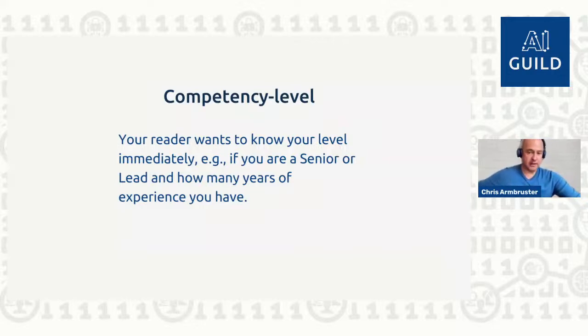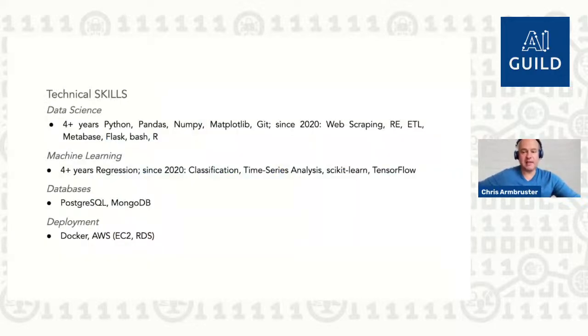Now I want to talk about the competency level. So what am I talking about here in terms of competency level? Your reader actually wants to know your level immediately. Yeah, if you're a senior or a lead and how many years of experience you have. And you already saw that in the sense that it says here 4+ years, for both data science and machine learning. Okay, so by using that, you kind of indicate your proficiency.